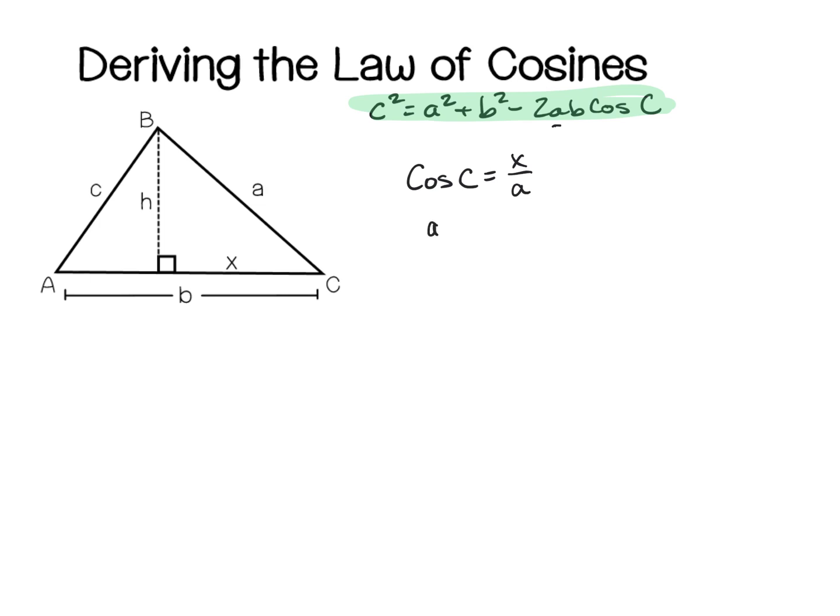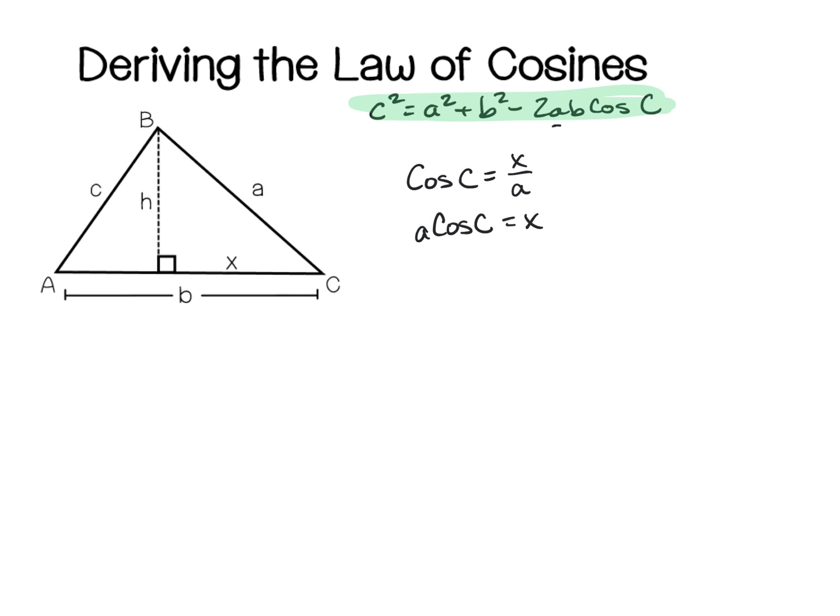So I can multiply both sides by a, and I get a times the cosine of c is equal to x. All right, that's part one. Now, the other thing I notice in our formula here is that we have c squared equals a squared plus b squared right here. So this is the Pythagorean theorem, of course. Now, I have two right triangles, so I'm actually going to do the Pythagorean theorem for both of these. I'm going to start on the left triangle here because that actually contains my side c, and I need a c squared.